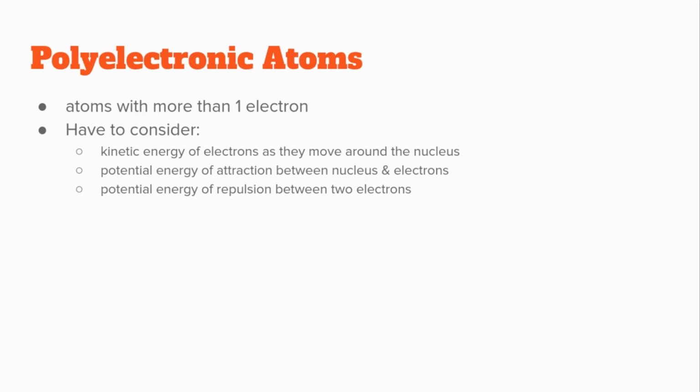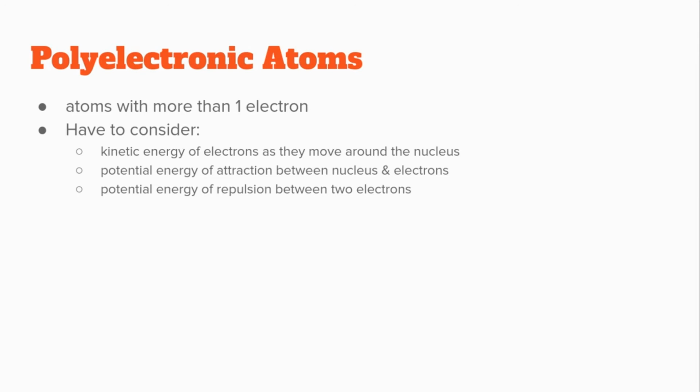So polyelectronic atoms is just a big fancy word for atoms with more than one electron. This is what Bohr was not considering when he created the Bohr model. And they make everything a lot more complicated because you have a lot more to consider.